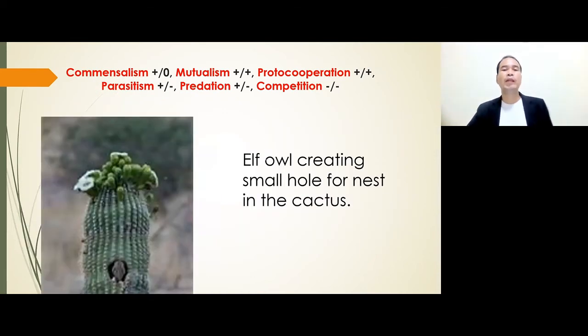Next, number two. The elf owl. So you have here the owl. The elf owl is creating a small hole for nests in the cactus. So the elf owl here is just happy, and the cactus here is like, I don't care, I'm still alive. There's no damage. The cactus does not need to use energy or resources to repair. So the cactus here is like zero. If here is positive and zero here, we have your commensalism.